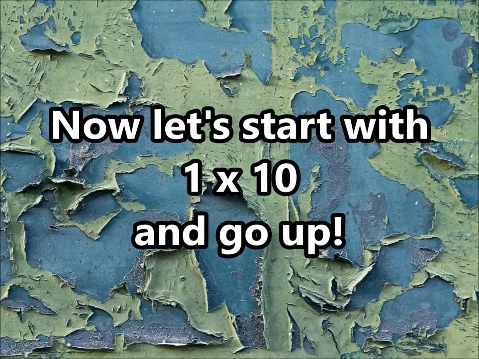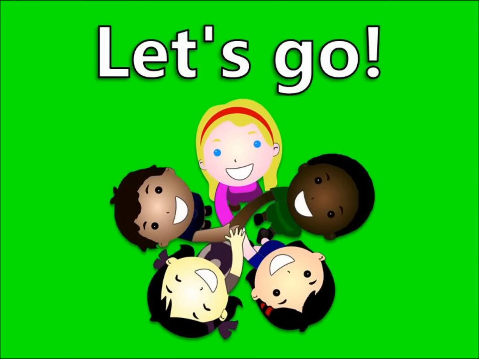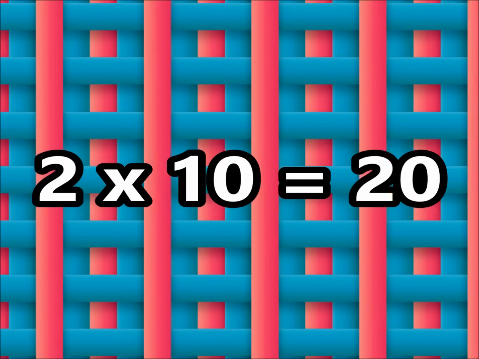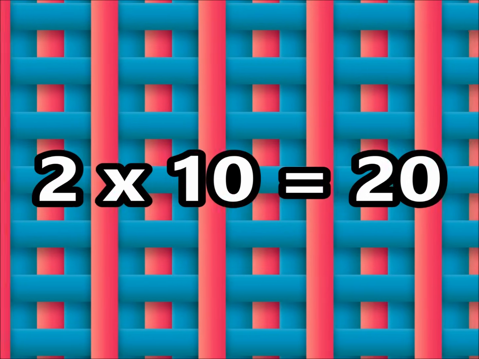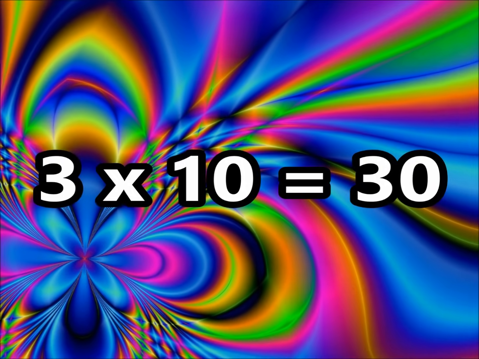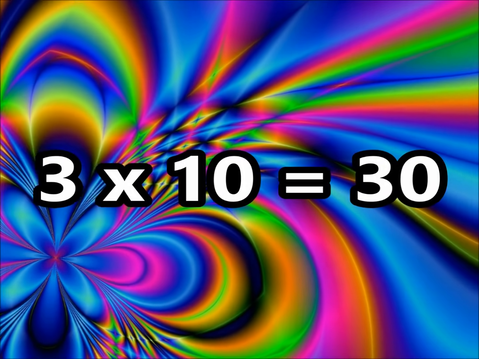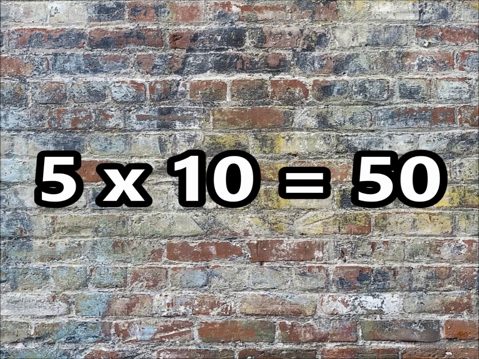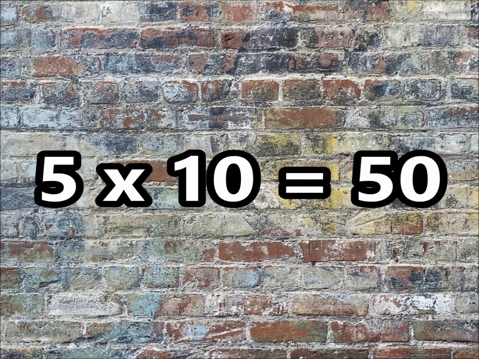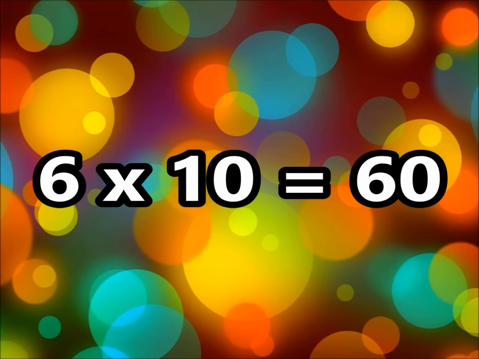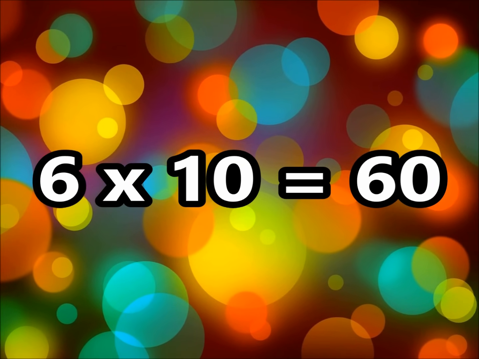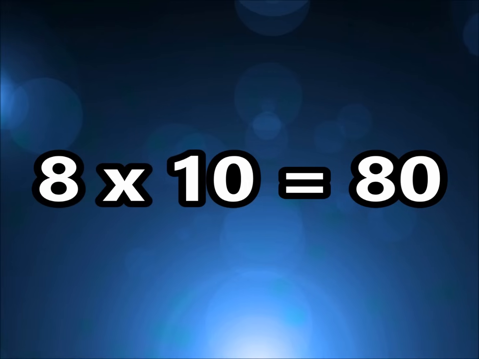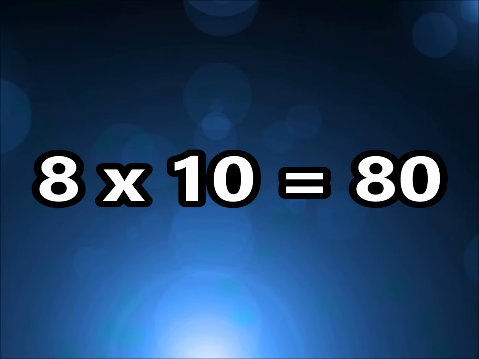Now let's start with 1 times 10 and go up. Let's go! 1 times 10 is 10. 2 times 10 is 20. 3 times 10 is 30. 4 times 10 is 40. 5 times 10 is 50. 6 times 10 is 60. 7 times 10 is 70. 8 times 10 is 80.